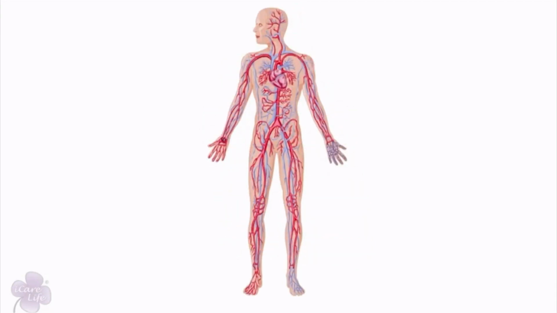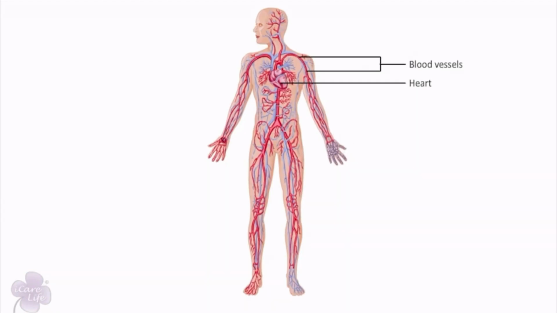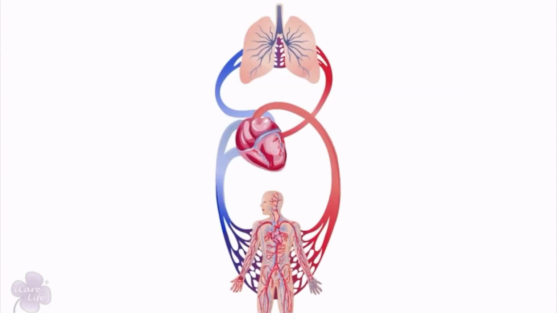Let us recap. The cardiovascular system consists of blood vessels, heart, blood. Blood transports gases, nutrients, and hormones, and removes waste products from the cells. The heart pumps blood into the blood vessels.